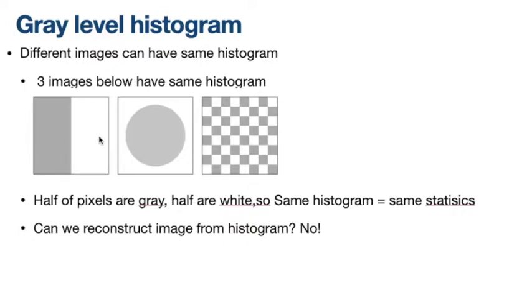So this means that if you have a histogram, you cannot reconstruct an image from that histogram. You can have different patterns for the data available in the histogram. You have only the pixels and the number of pixels with a particular intensity or gray level value. From that, many patterns can be drawn. So you cannot reconstruct an image from the histogram.